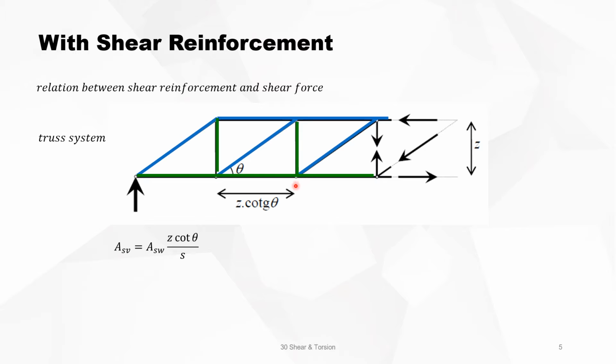The total reinforcement available in one vertical tension rod is ASV, and this is equal to the number of stirrups in this zone, which is Z cotangent theta divided by S, where S is the distance between the stirrups, and ASW is the cross section of one stirrup. For two legs, it's 2 times the cross section.